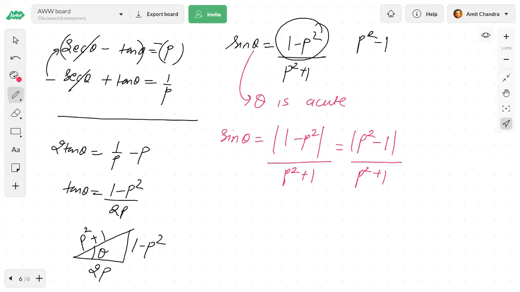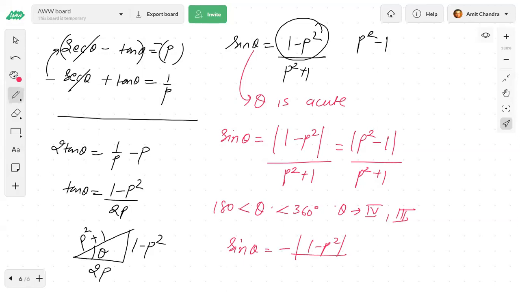And if they are saying that theta lies in the fourth quadrant or third quadrant, that is, theta is greater than 180 and less than 360, then sine theta should be negative. So I will simply take sine theta is equal to minus of mod of 1 minus P square upon P square plus 1, because they have not given us the value of P. So we do not know whether 1 minus P square is positive or P square minus 1 is positive. So we will simply write modulus and minus. So this will always be negative. Understood?